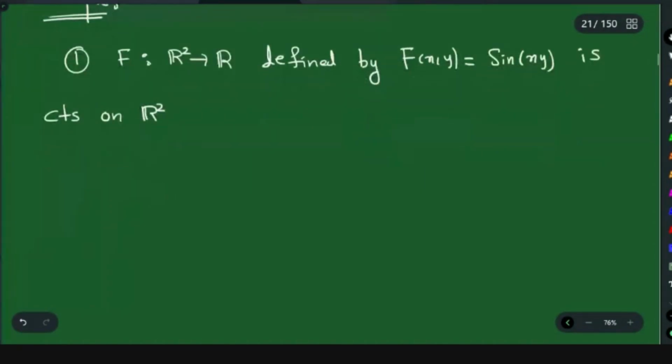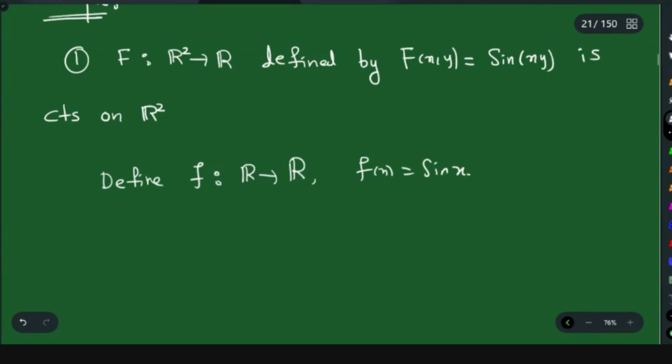So let us define it as a composition of two functions. Define small f from R to R by f of x is equal to sin x. We know this function is continuous, and you take some g from R^2 to R.